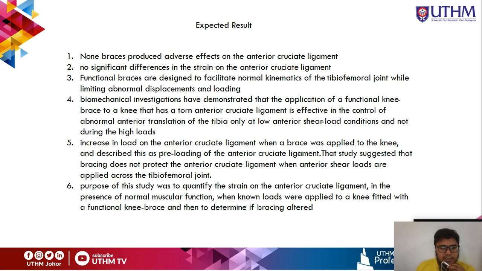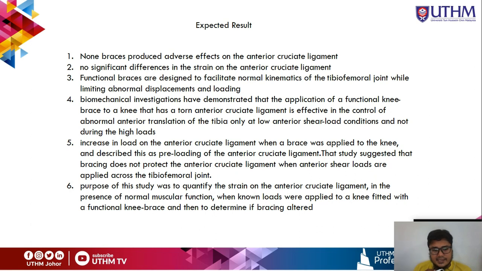Next, biomechanical investigations have demonstrated that the application of a functional knee brace to a knee that has a torn anterior cruciate ligament is effective in controlling abnormal anterior translation of the tibia only at low anterior shear load conditions and not during high load. Next, the load on the anterior cruciate ligament increased when a brace was applied to the knee, and this is described as a preloading of the anterior cruciate ligament.